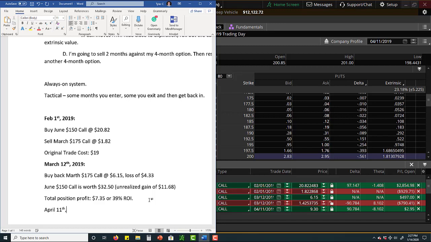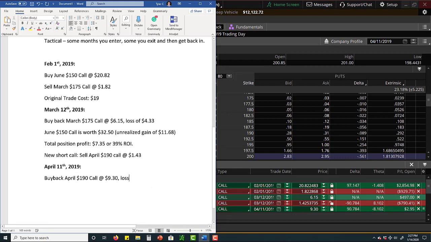So April 11th, 2019, I'm going to buy back the April 190 call at $9.30. Notice the typo. I originally sold it for $1.43. Ooh, I took a bath on that. By the way, I have to put this here. So the new short call is, I sold the April 190 call at $1.43. Okay, so I bought it back at $9.30.